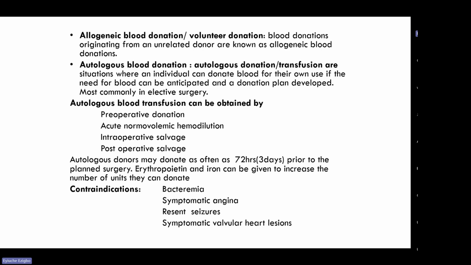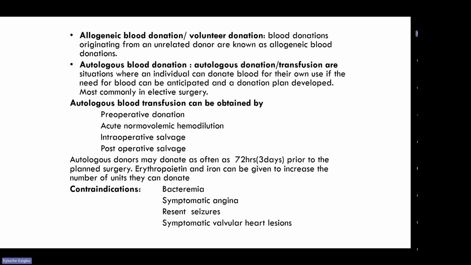Blood donation originating from an unrelated donor is known as allogenic blood donation. Autologous blood donation, okay, is a situation where an individual can donate blood for their own use if the need for blood can be anticipated and a donation plan developed. It's most commonly in elective surgery. Explain that. Autologous blood transfusion can be obtained by pre-operative donation, acute normovolemic hemodilution, intraoperative salvage, post-operative salvage.